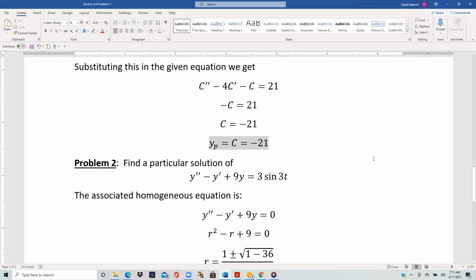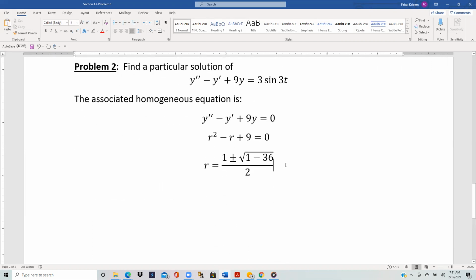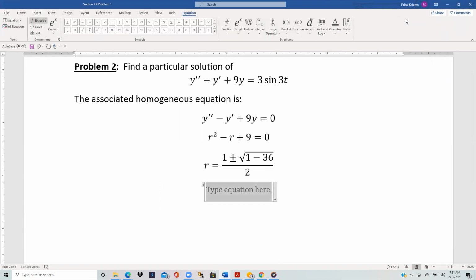Okay. So this will simplify to r is equal to, when you break up this fraction, you get 1 over 2 plus or minus square root 35 i over 2. The square root of negative 35 can be written as i times square root 35, or square root 35 times i. The i is outside.